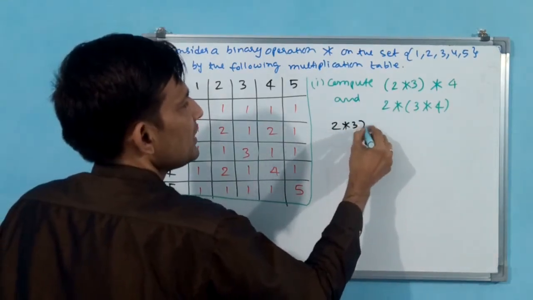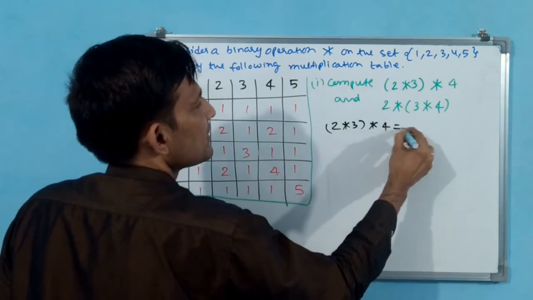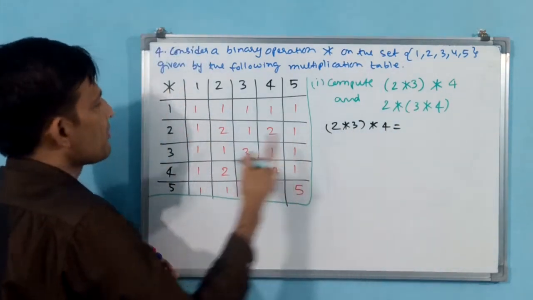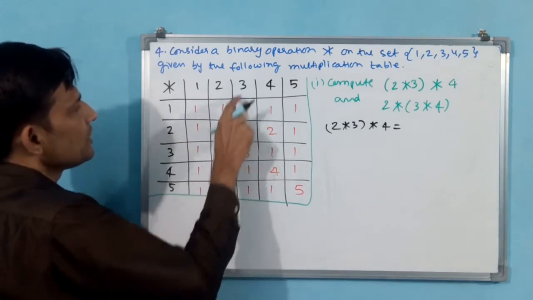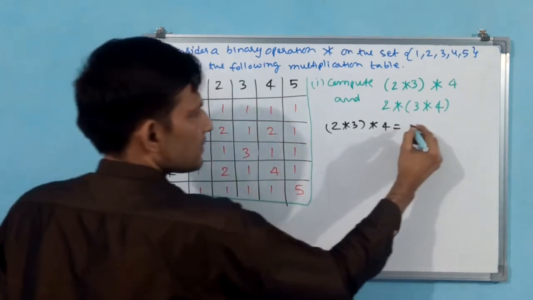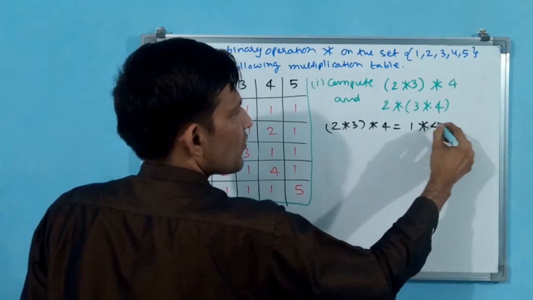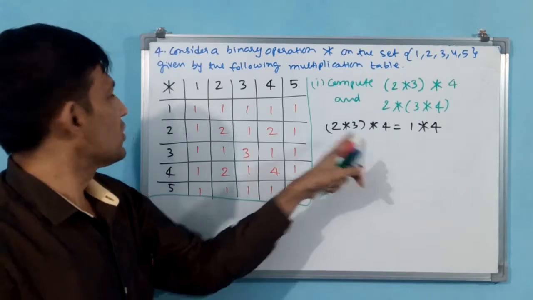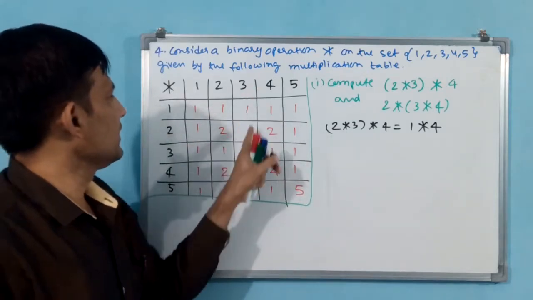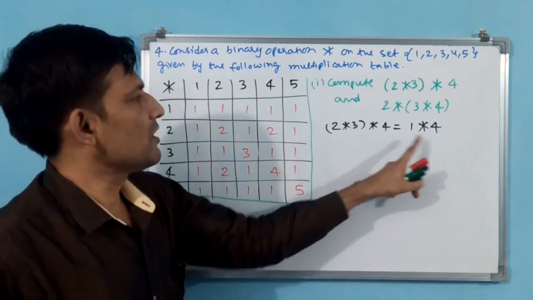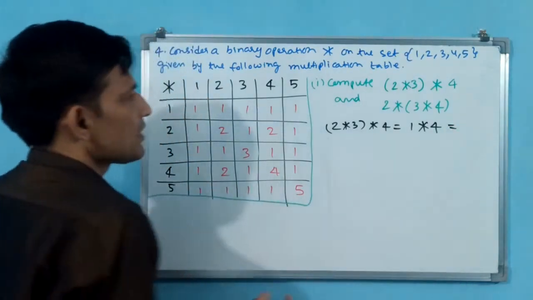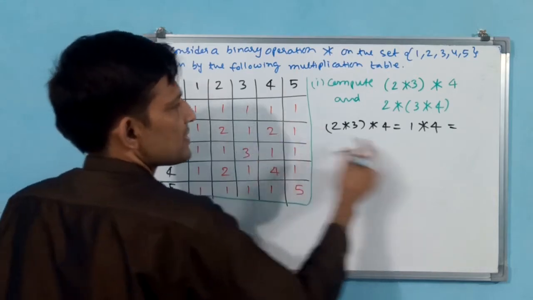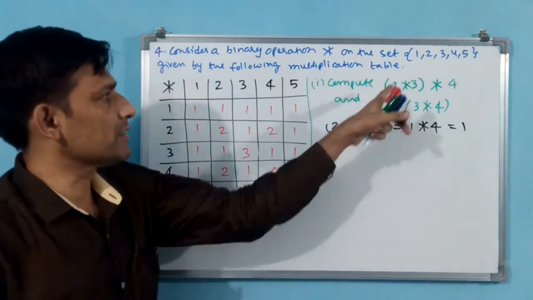Now first you take this one. (2 star 3) star 4 is equal to, say, 2 star 3 first you have to do. 2 star 3 means 2, 3, 1 is there. So 1 star 4. Only one operation you have to do at one time. 2 star 3 is 1. Then 1 star 4, again you see, 1 star 4 what is there? 1 is there. That means the answer is 1 for this one.